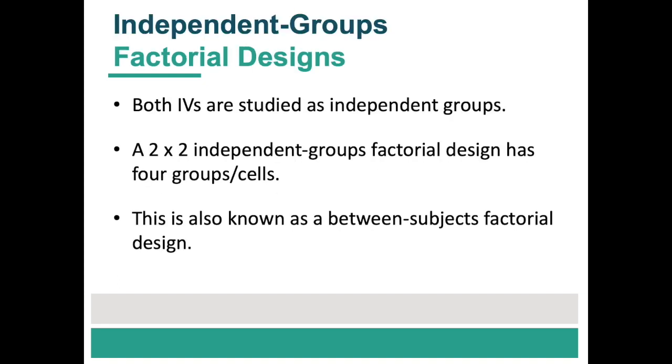So consider independent groups factorial design. So both IVs are studied as independent groups. So you have different people in each cell of your study. So one cell has a group of people, another cell has a completely different group. So a 2x2 independent groups factorial design has 4 groups / cells, so groups meaning each combination of the groups. And this is known as a between subjects factorial design. So if you want to use this in your proposal, that's what you would call it.